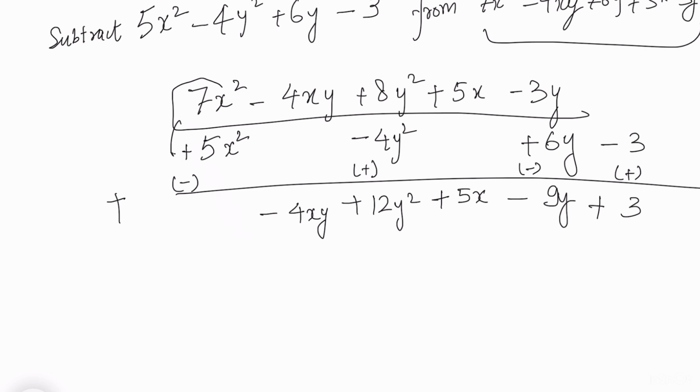Now here is plus 7x square minus 5x square. Plus is no more, it's ignored, okay, because we have changed the sign. So plus 7 minus 5 is 2x square. This is your answer. Okay, nothing you have to do, just change the sign and add as you have done in addition. Okay.